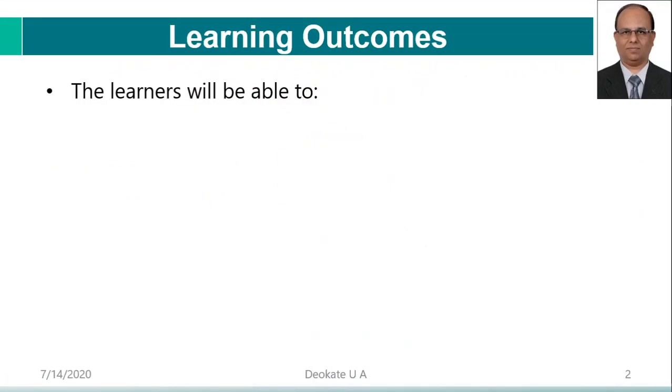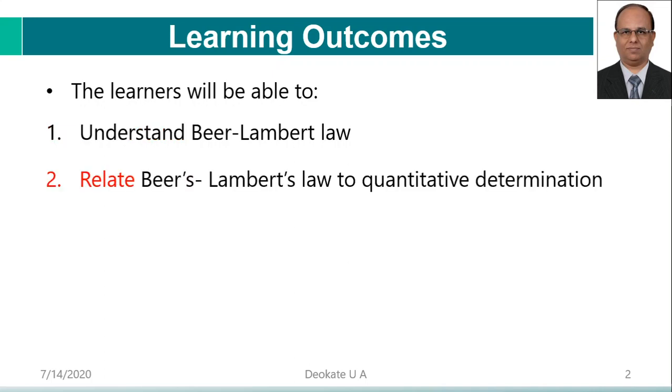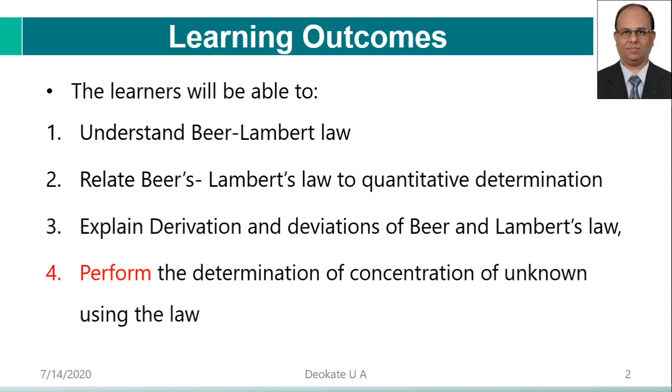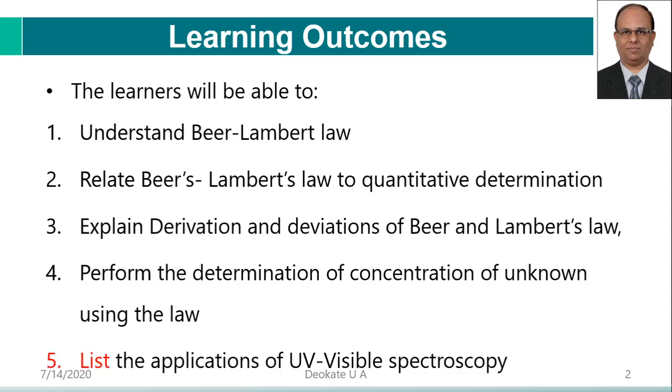The learning outcome: the learner will be able to understand Lambert's Law, relate Lambert's Law to quantitative determinations, explain derivations and deviations of Beer's and Lambert's Law, perform the determination of concentration of an unknown using this law, and list the applications of UV-visible spectroscopy.